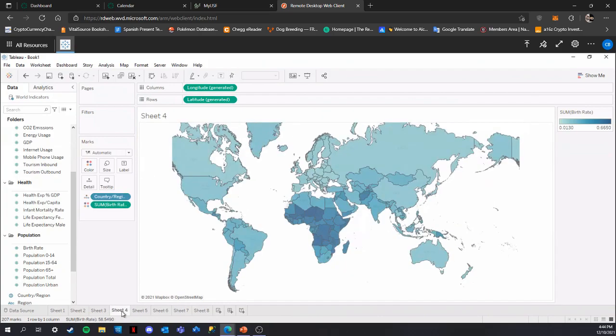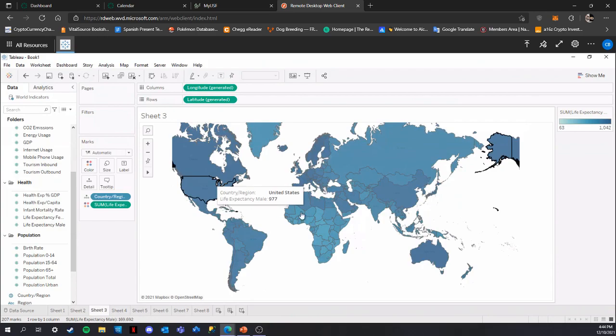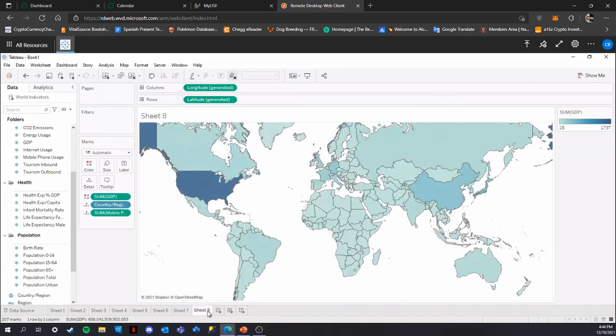If you go back to life expectancy, no, it's birth rate. Yeah, you can see that the countries with the lowest health expenditures have the worst life expectancy. Right. And this is mobile phone usage and GDP. This slightly correlates, but it's not correlated very well.